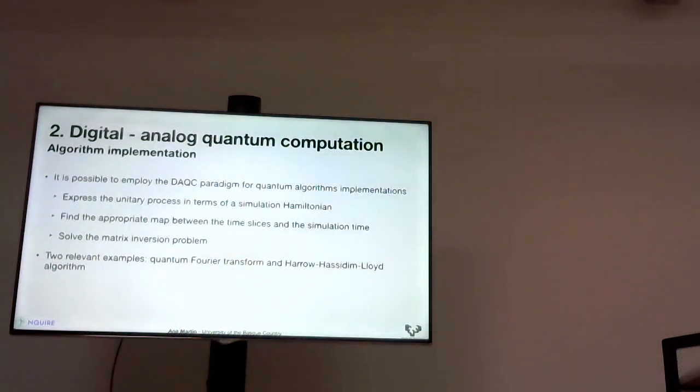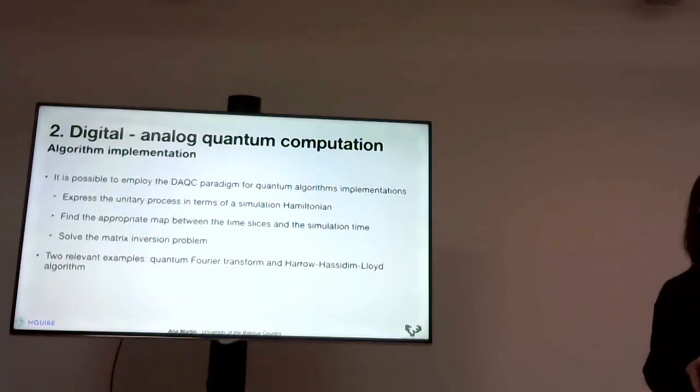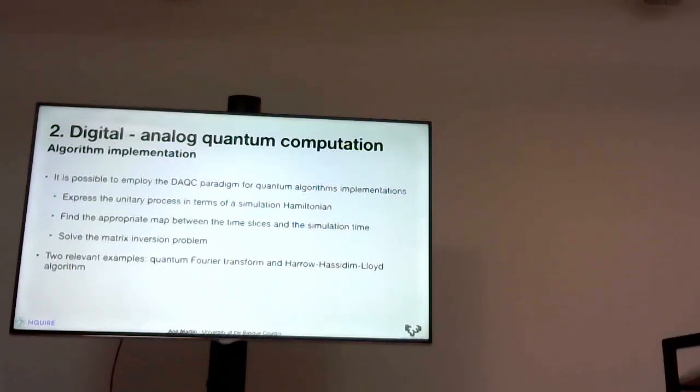So we can use this paradigm to implement different quantum algorithms. All we have to do is to express the unitary process in terms of an interaction Hamiltonian, then find the appropriate map between the time slices and the simulation time, solve the matrix inversion problem, so that way we can know the duration of each time slice, and apply the protocol. I'm going to show you how to use this for two relevant examples, which are the quantum Fourier transform and the HHL algorithm.